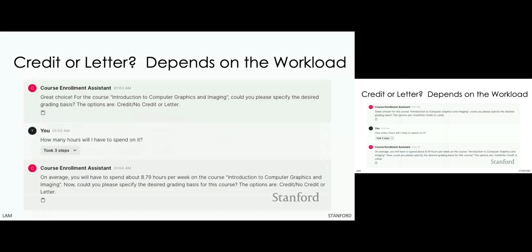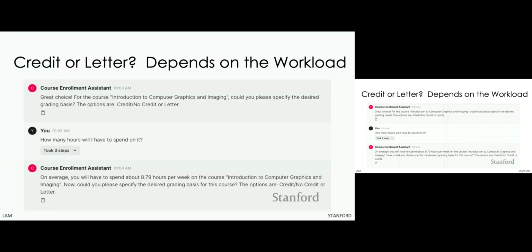Okay. And the assistant says, great choice. Now I have the course that you want. It's the computer graphics and imaging. Could you please specify the desired grading basis? Credit, no credit, or letter. Instead of saying credit or no credit or letter, you say, oh my goodness, I need to figure out if I want it for credit. I want to know how many hours I need to spend on it.